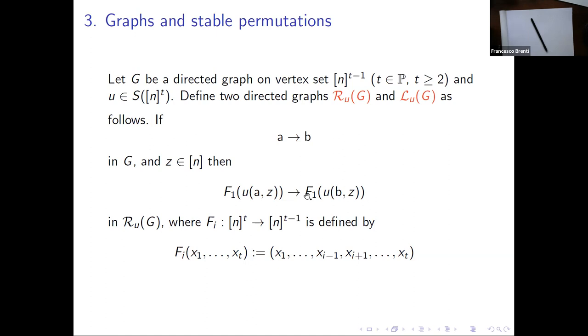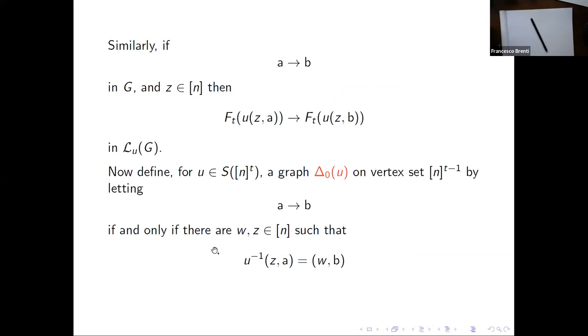One useful observation is that if this is a loop, if A equals B, then AZ equals BZ, you apply U to both, you apply F1 to both, and you still get a loop. So this construction takes loops to loops. For this reason, we essentially don't care about loops. L of U is defined in a similar way. You take a directed edge, two points on your discrete hypercube, stick a Z on the left now, apply U, and then forget the last coordinate. That's going to be my other graph.